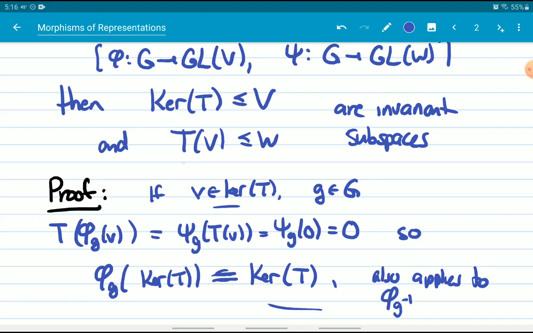The proof that T(V) is a subspace is very similar to that. We've seen that kind of argument before, really.